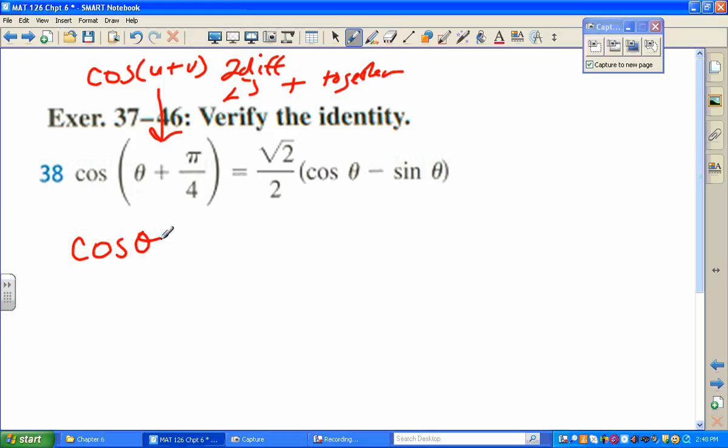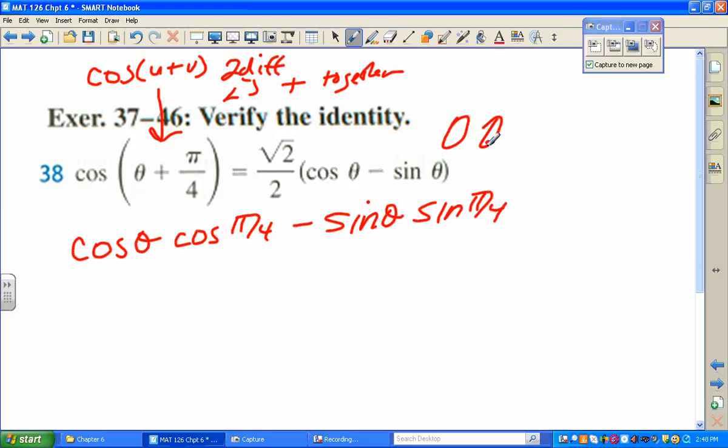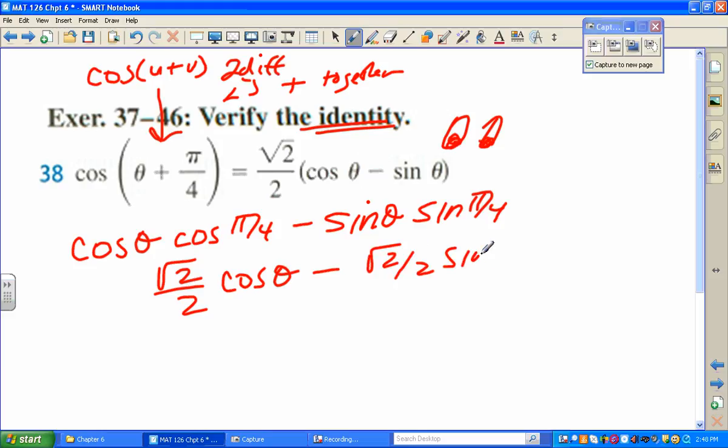It'd be cosine theta, cosine pi over 4, minus sine of theta, sine pi over 4. Now somebody said, well, what are you trying to get to? Oh, you're trying to get to the right side. We're doing identity, see, it says identity. Sure, what's cosine pi over 4? Well, wouldn't it be cosine theta plus? Good, because cosine is opposite. Look at that. The cosine pi over 4 is root 2 over 2, so there's a sine of it.